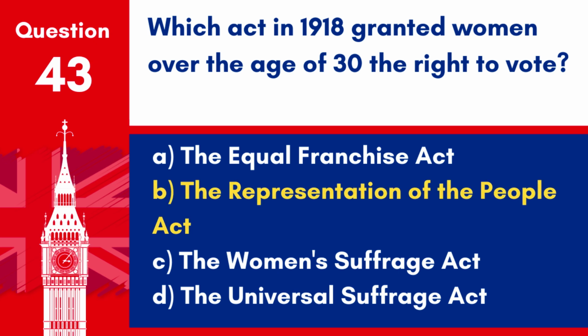Answer: B. The Representation of the People Act. The Representation of the People Act in 1918 granted women over the age of 30 the right to vote.